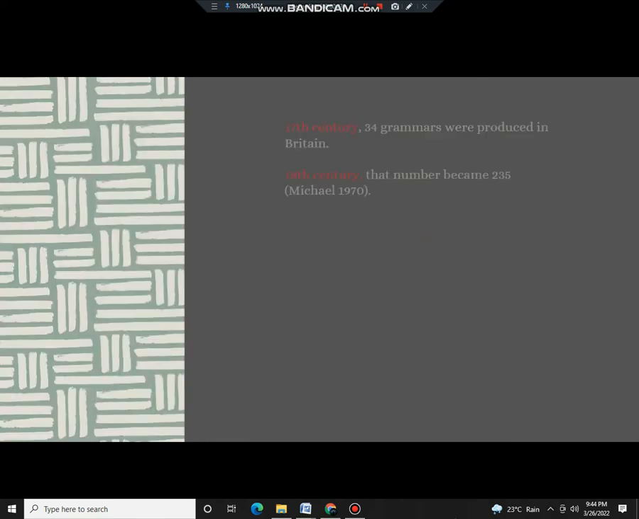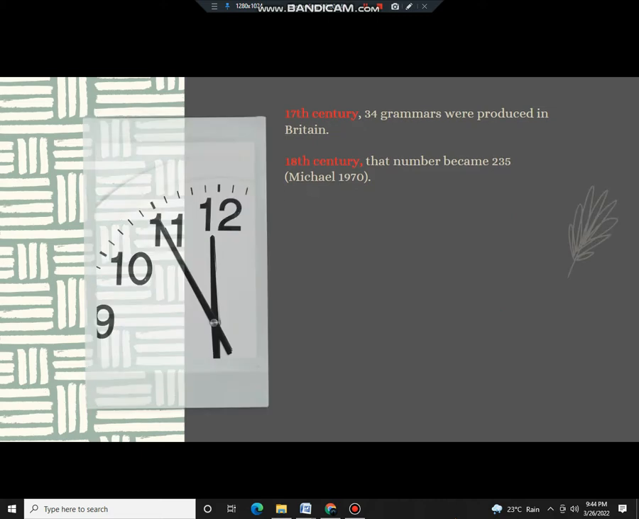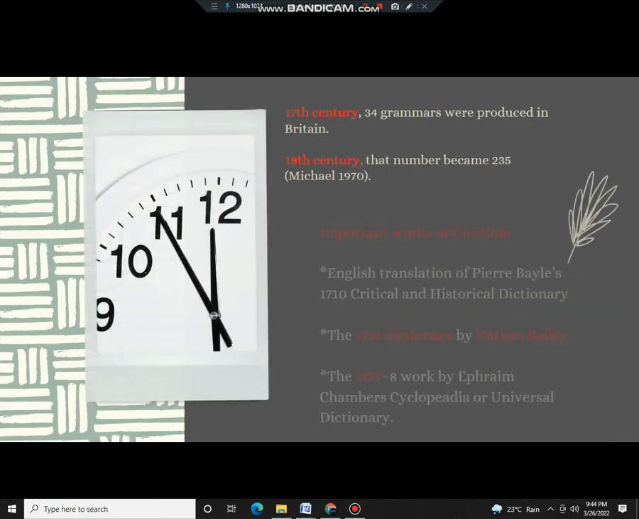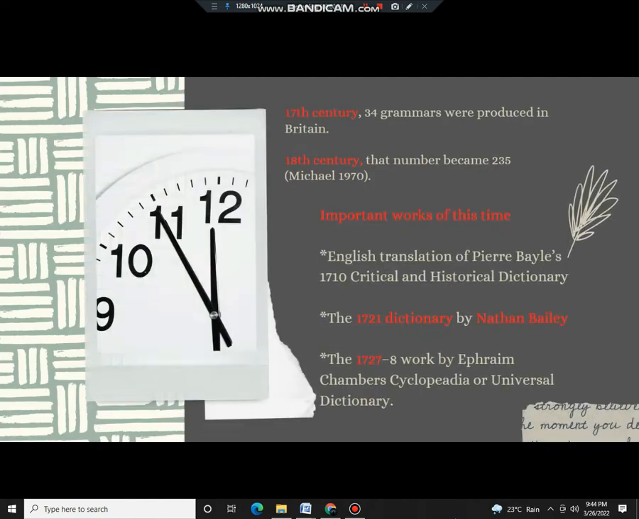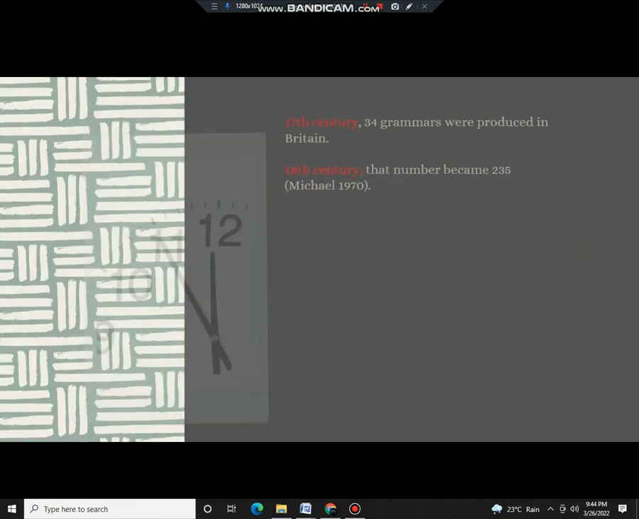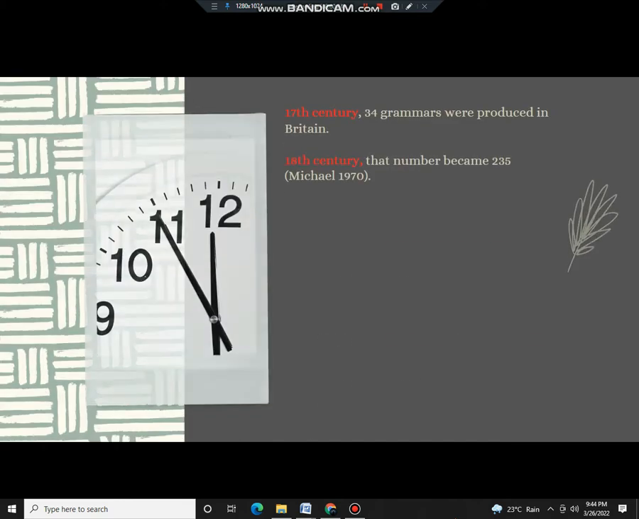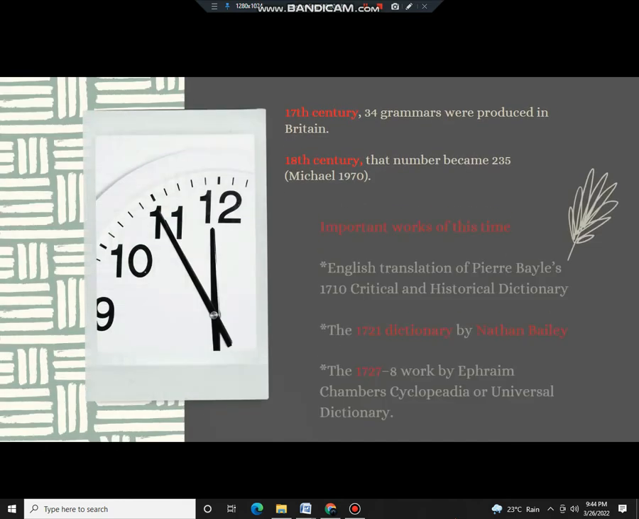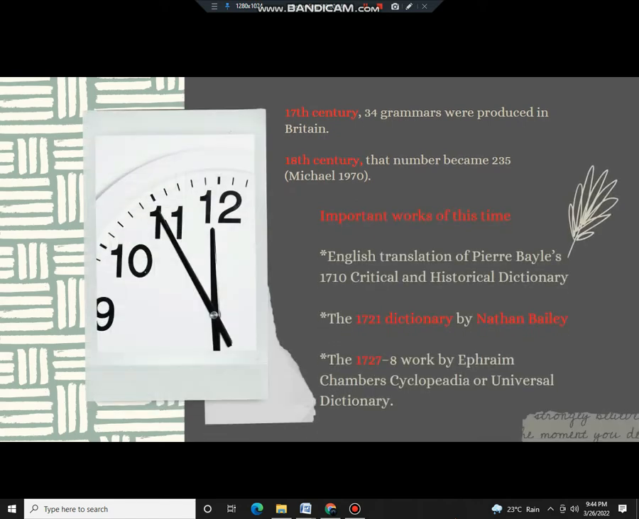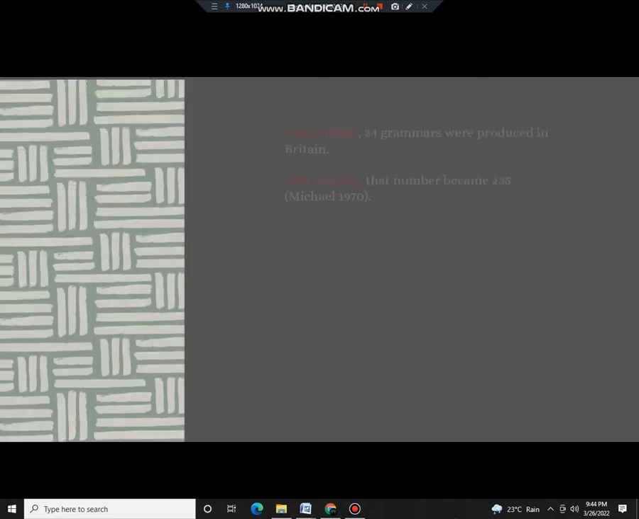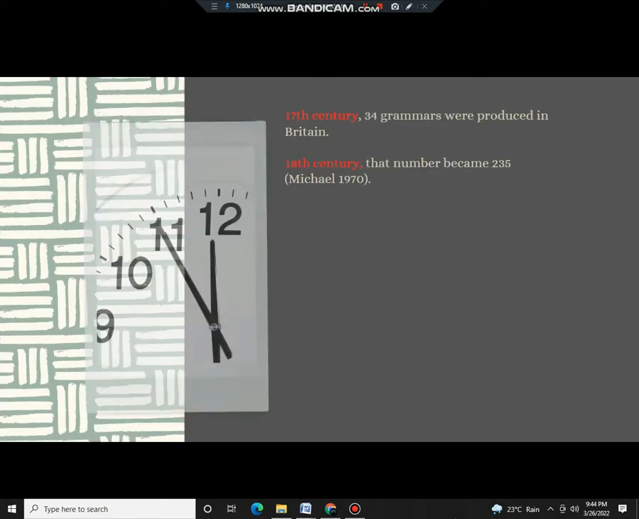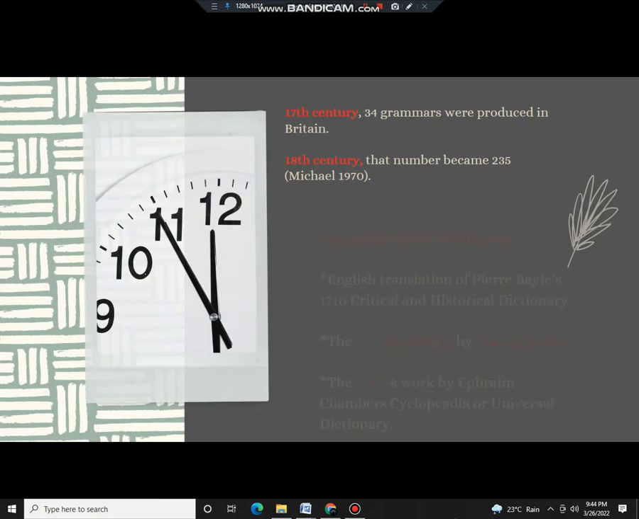So during the 17th century, 34 grammars were produced in Britain. In the 18th century, that number became 235 by Michael in 1970. So here are some important works of this time. So first, the English translation of Pierre Bayle during the time of 1710, which he named the Critical and Historical Dictionary, and the 1721 Dictionary by Nathan Bailey, and the 1727 work by Chambers, Cyclopaedia or Universal Dictionary.